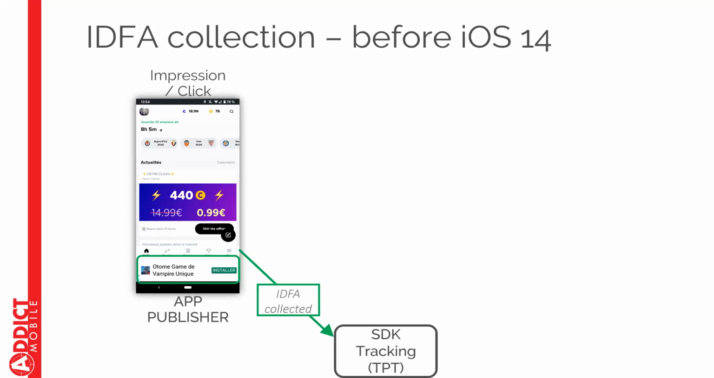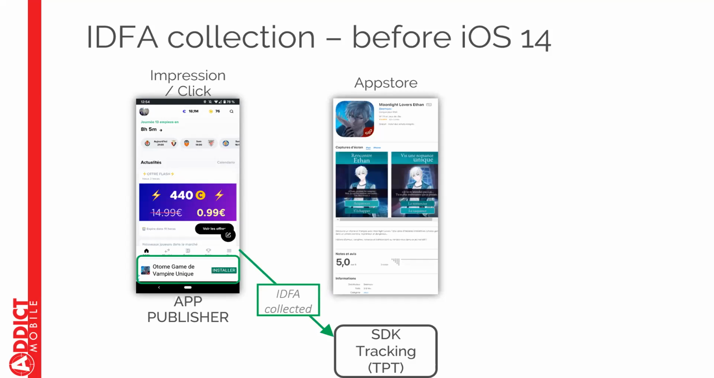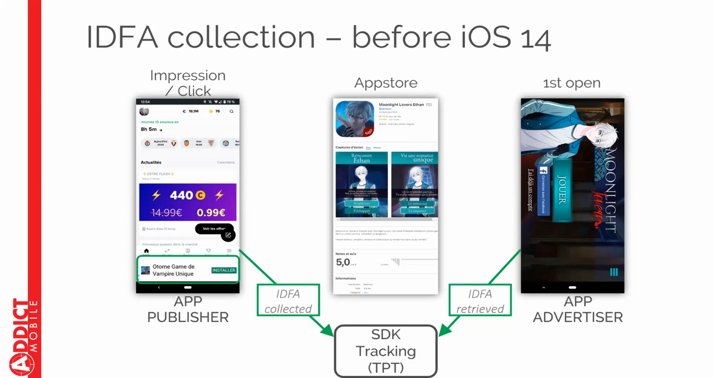Then when I click on it, they collect my IDFA, and the tracking SDK. It can be Adjust, AppsFlyer, Kochava, Singular. Any tracking SDK will collect the IDFA. Then I go to the store, I download my app, and I open the app. When I open the app, my IDFA is triggered. It's sent to the tracking SDK, and it's matched because they can retrieve my IDFA, the one I sent clicking on the ad.